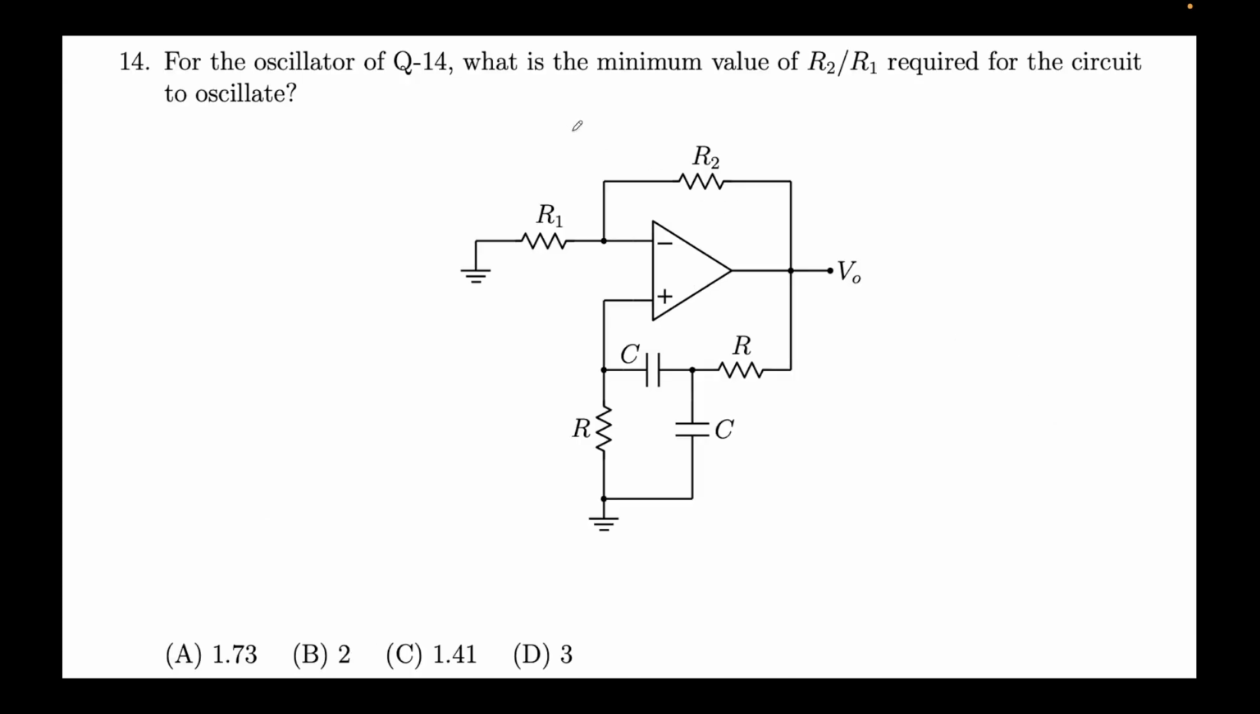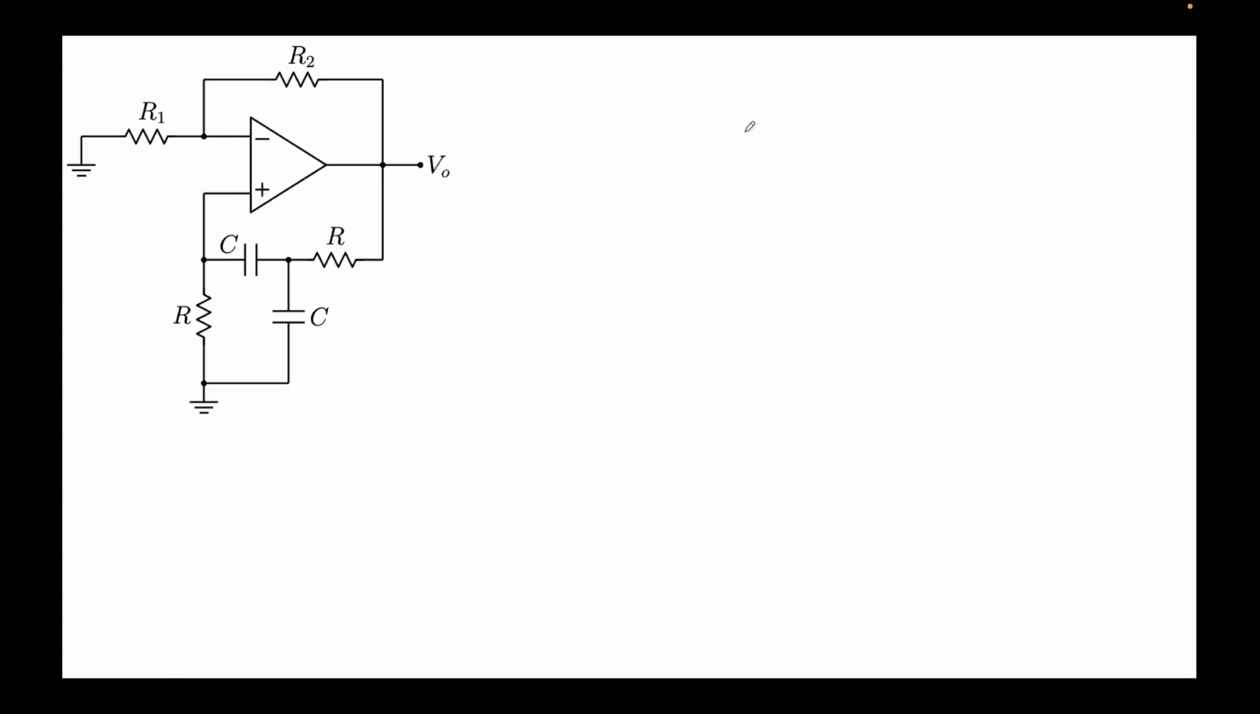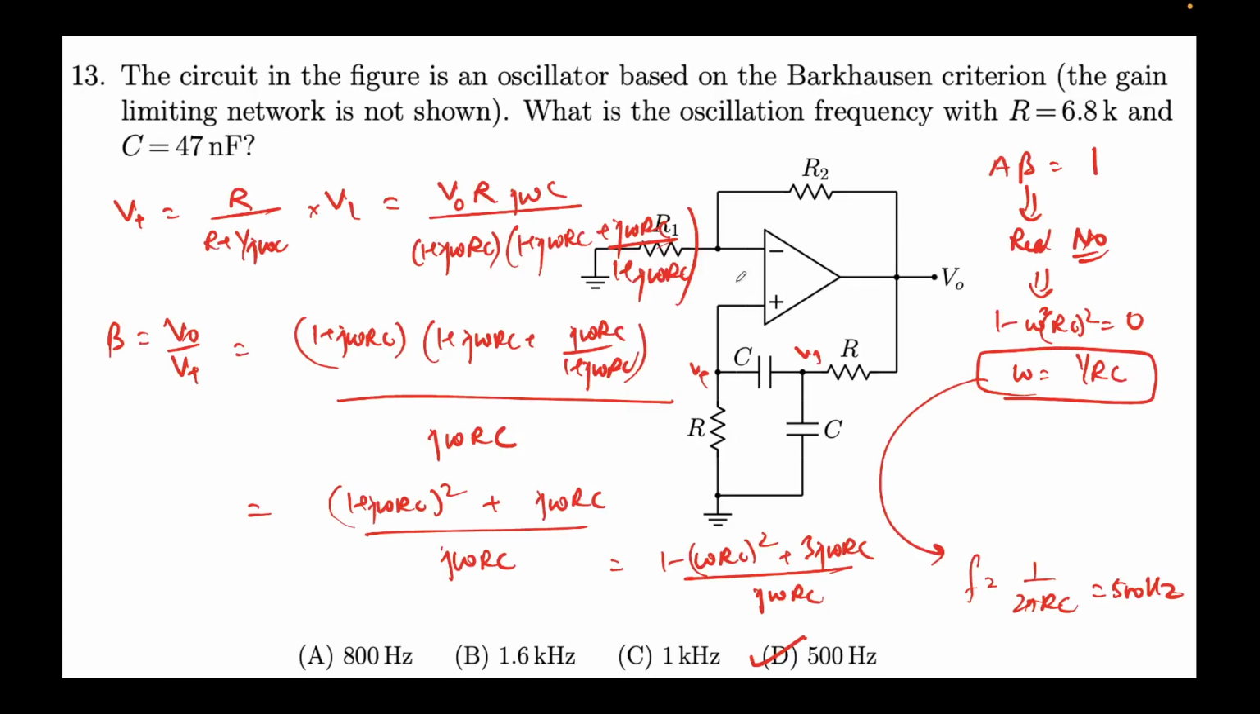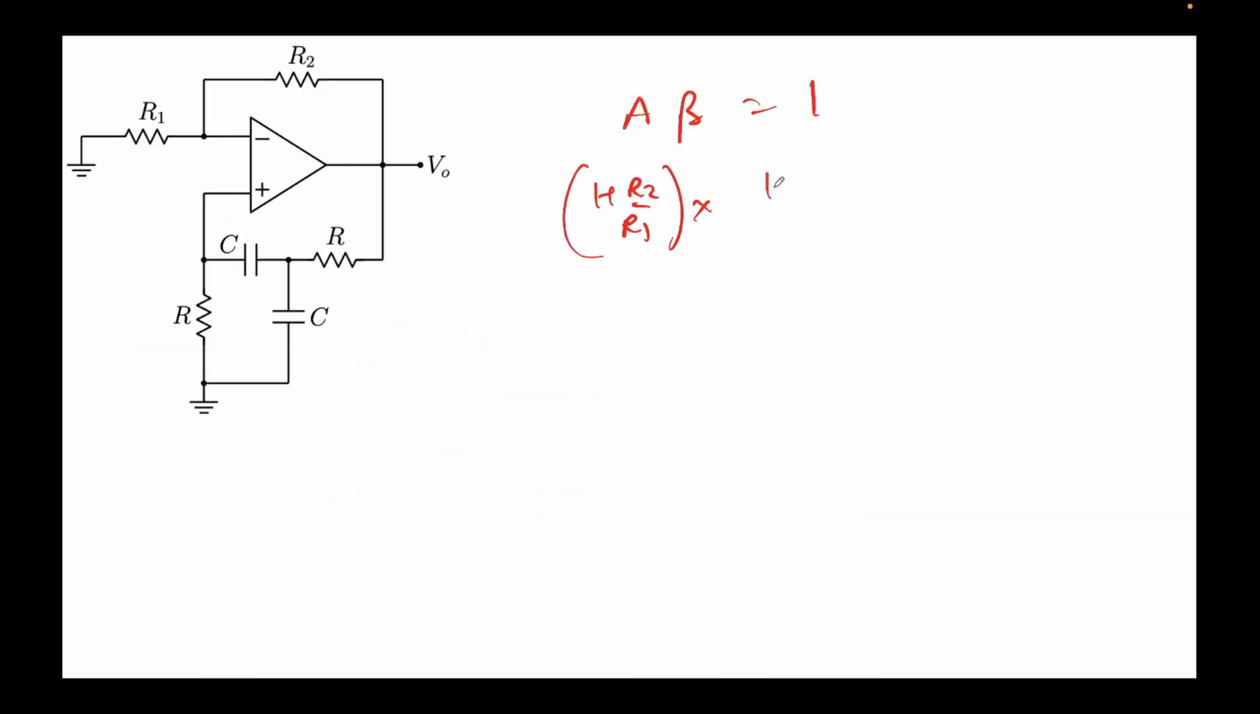Now the question is, what is the minimum value of R2 by R1 required for this circuit to oscillate? That's again easy to find. We saw that A beta must be equal to 1. A we saw was 1 plus R2 over R1. Beta is here, (1 minus omega RC whole squared) plus 3j omega RC upon j omega RC. This should be equal to 1.